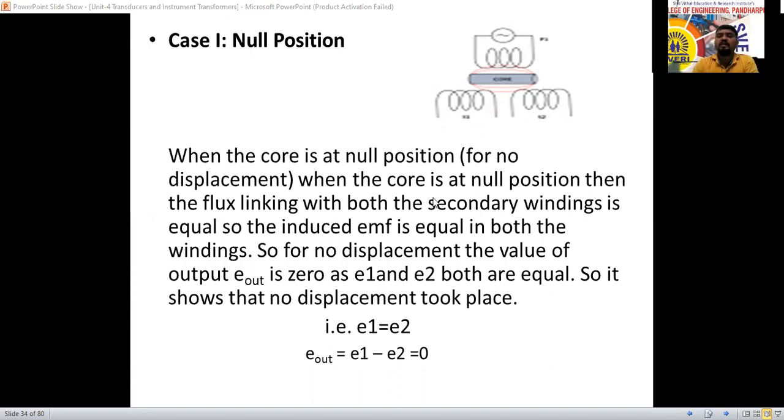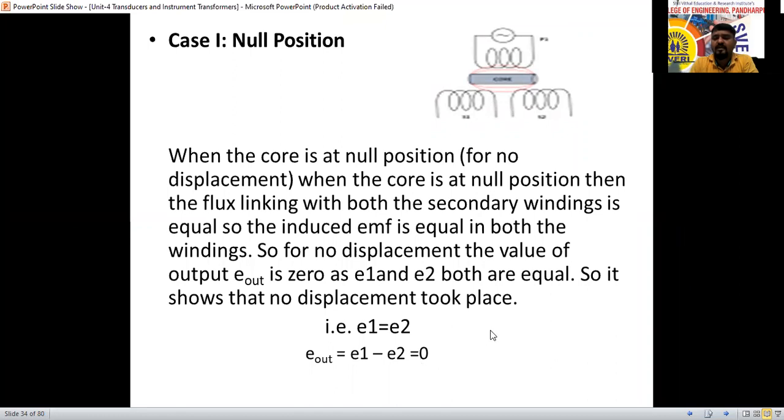And when the core is at null position, the flux linking with both the secondary windings is equal. At null position, the flux linkage between the primary and secondary is equal for both S1 and S2. So for no displacement, the value of output is 0, as E1 and E2 are equal. So it shows that no displacement took place, that is E1 equal to E2, and the total output EMF induced equals E1 minus E2, which is equal to 0. In the null position, the output voltage of the secondary is 0.